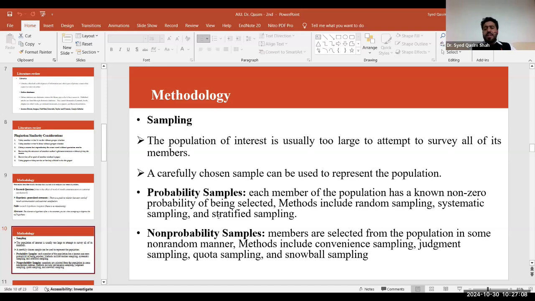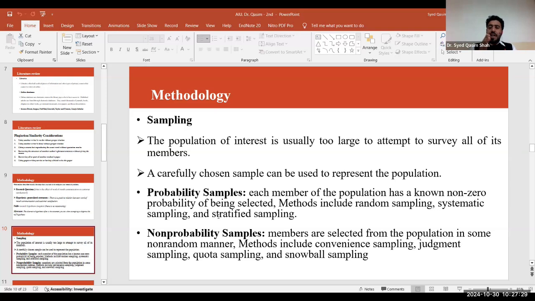Probability sampling, where each student has an equal chance to be selected. Usually this is random sampling: I'm randomly sending different questionnaires or interviewing different pupils without any pattern, right? Or I can go for systematic sampling.